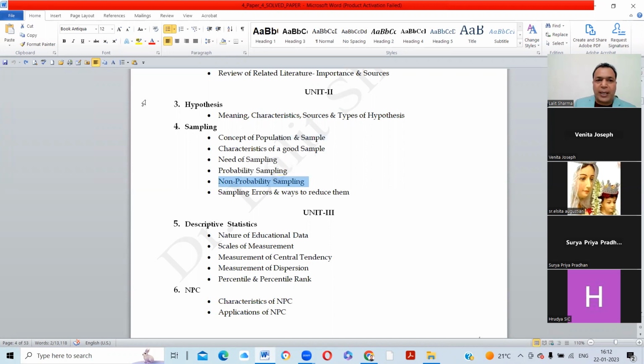Okay, if you prepare chapter 3, hypothesis, then you have to cover the full chapter: meaning, characteristics, sources, and types of hypothesis. And I guarantee you, you can be 100% sure that you will attempt the question. But if you select the 4th, sampling, then guys, you have to do both types of sampling, probability sampling and non-probability sampling.